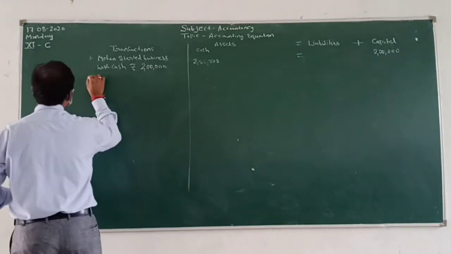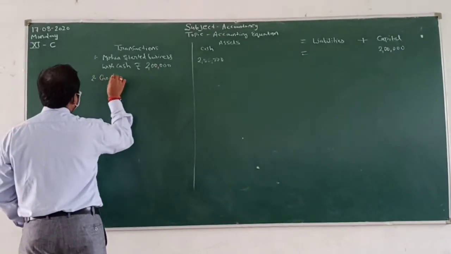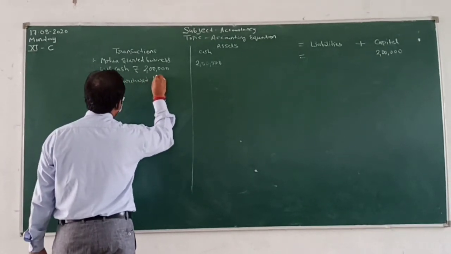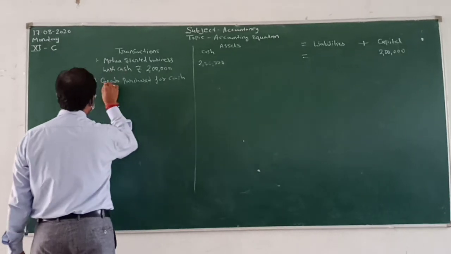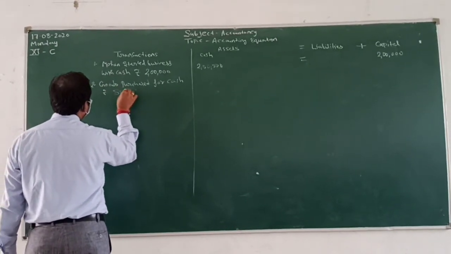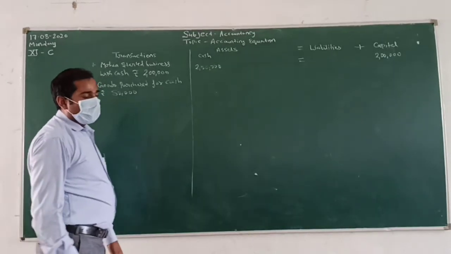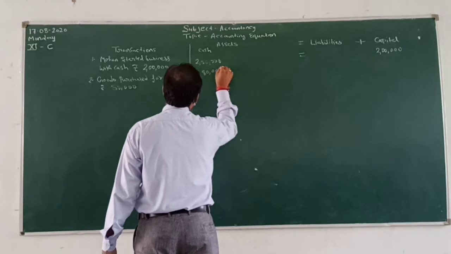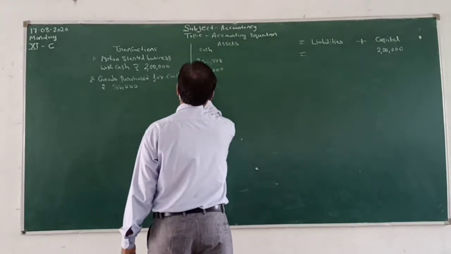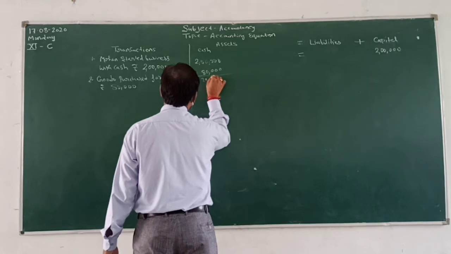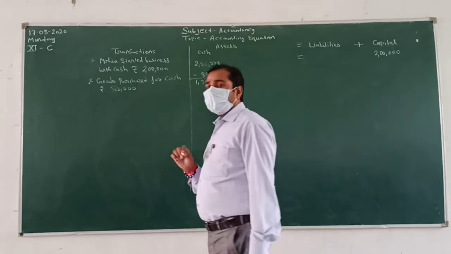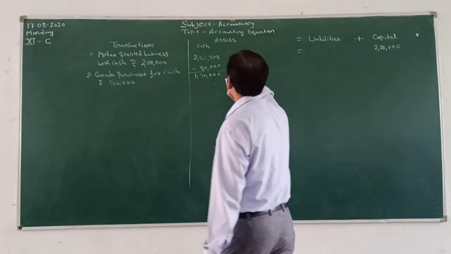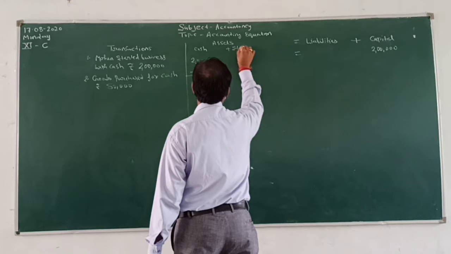So first we write here, second, goods purchased for cash rupees 80,000. When we purchase the goods, our cash is reduced by 80,000, and here we just reduce 80,000, we get 1 lakh 20,000. But one thing is that our assets in the form of stock is increased. So we write here plus stock.